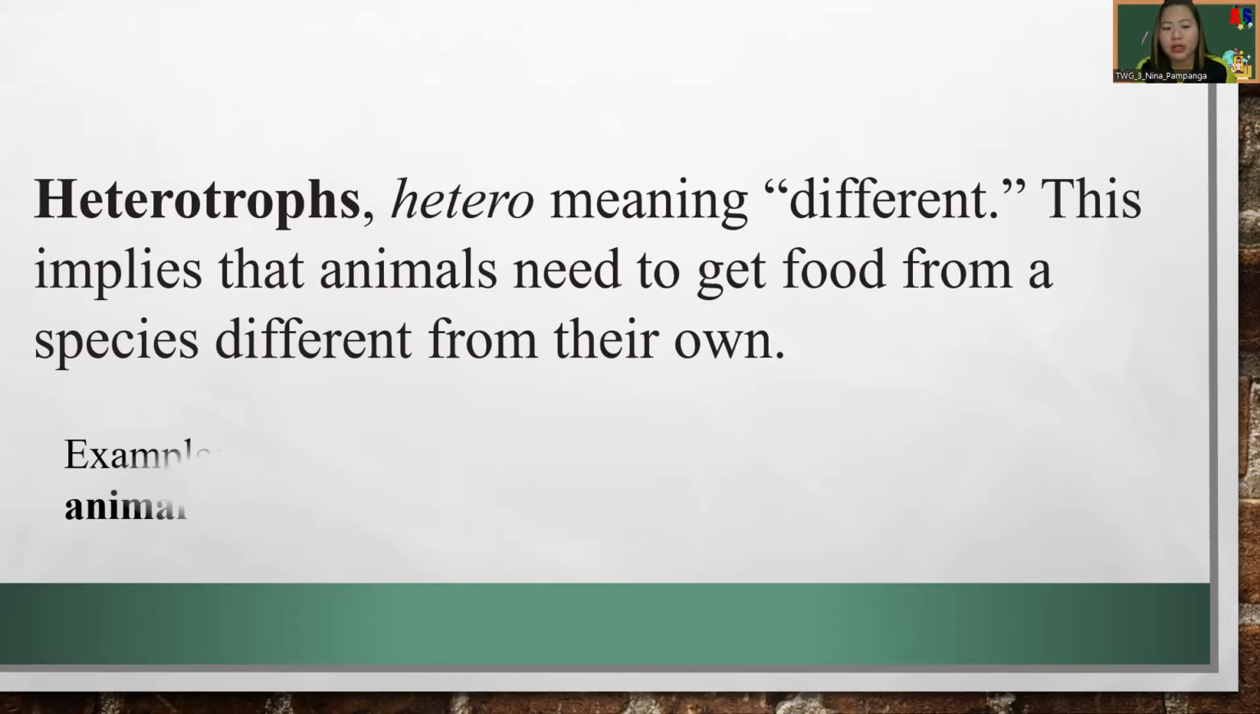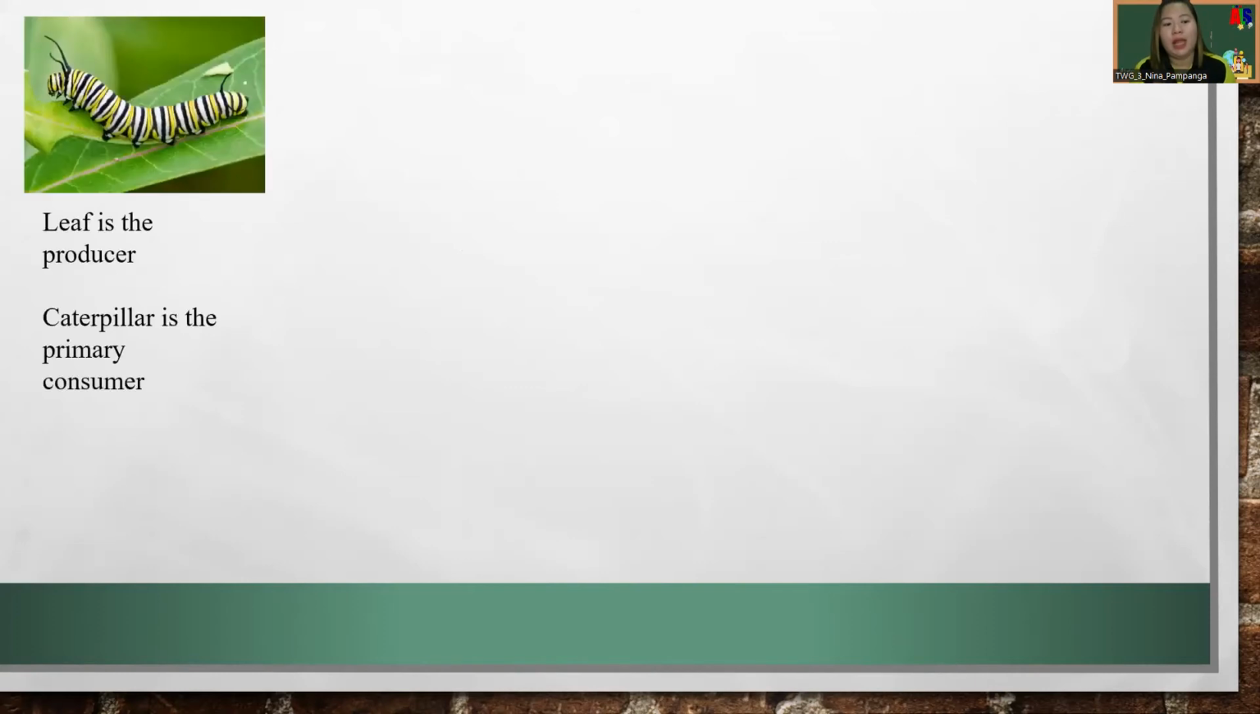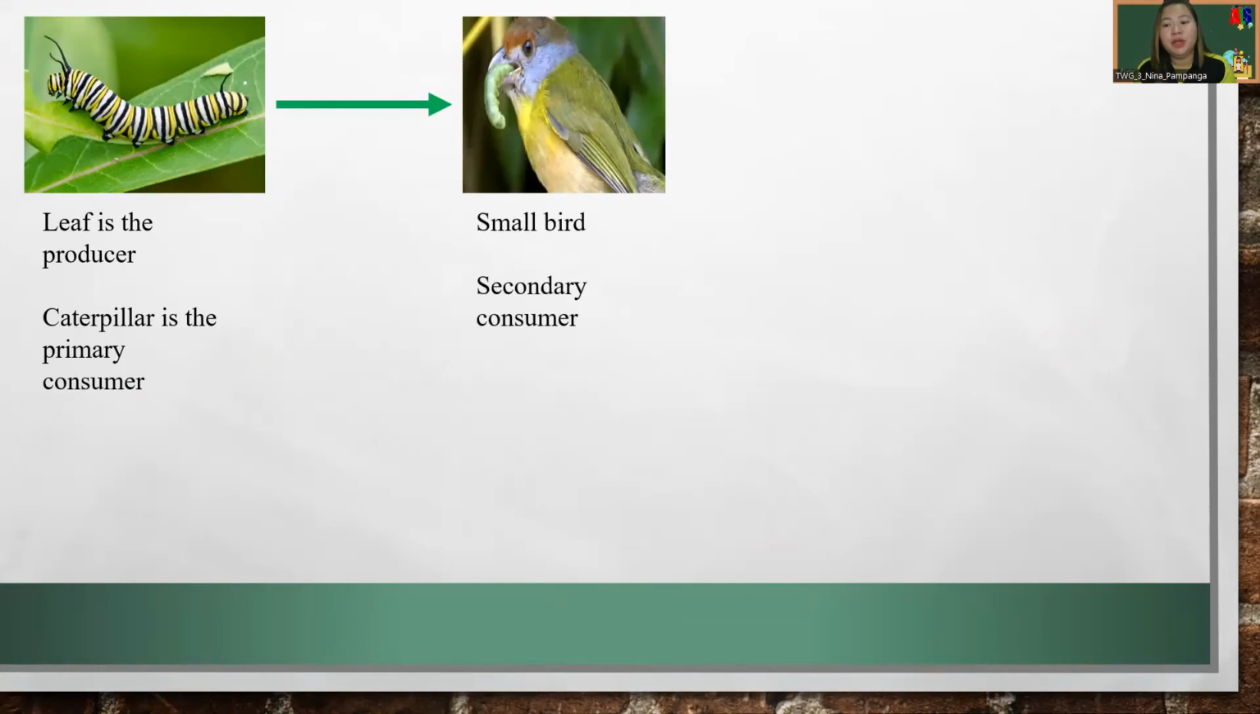So, I do have an example here. The best example for these heterotrophs is the animals. So, huwag kakalimutan, autotrophs, the best example is the plant, and sa kanila nanggagaling lahat. Heterotrophs is animals. Okay? So, let's see the picture. Caterpillar is our primary consumer. And the leaf here is acting as the producer. Okay? So, here, our secondary consumer is yung tinatawag nating small bird.